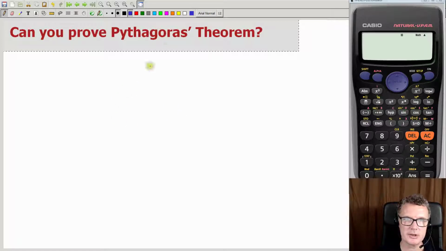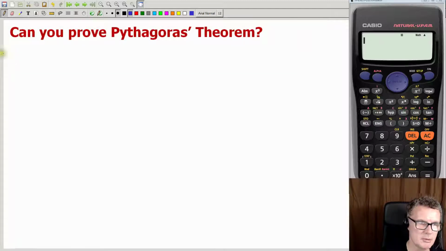So Einstein didn't like maths that much when he was a boy. That's a joke. Don't know if he did or not, but he didn't like the fact that so many Pythagoras' theorems were done using maths when you could use geometry. So this is Einstein's proof, roughly speaking.